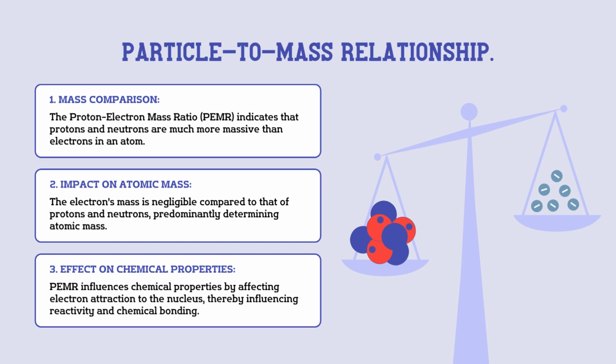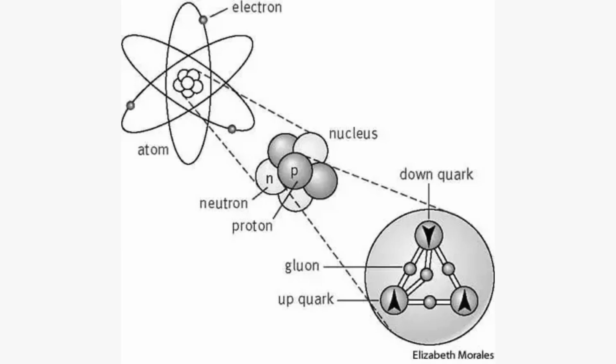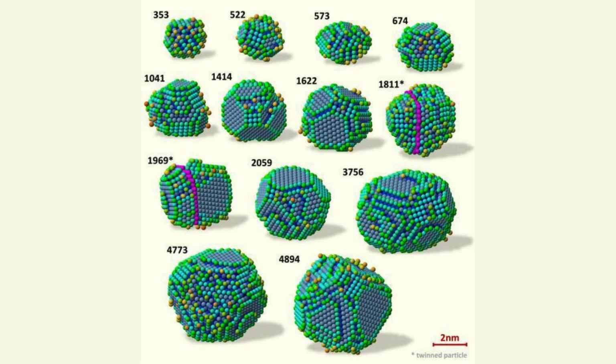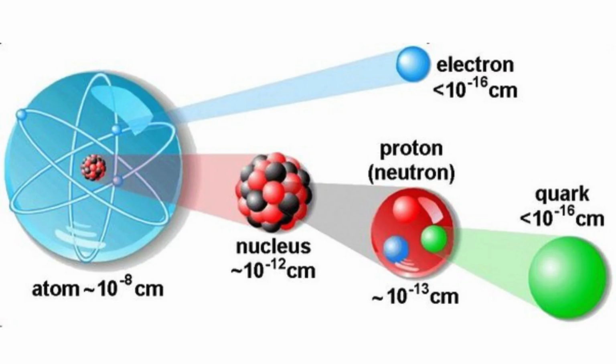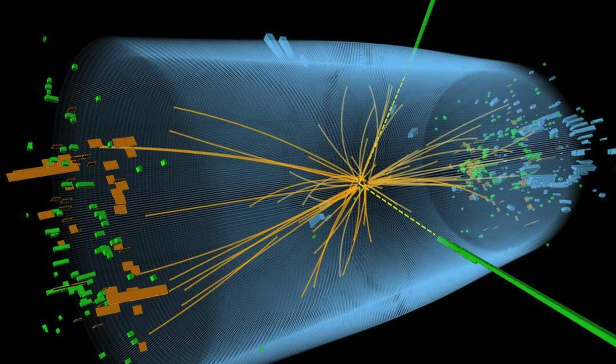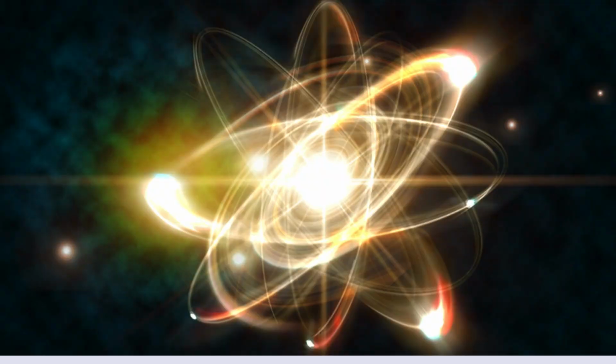The proton-electron mass ratio, PEMR, indicates that protons and neutrons are much more massive than electrons in an atom. The electron's mass is negligible compared to that of protons and neutrons, predominantly determining atomic mass. PEMR influences chemical properties by affecting electron attraction to the nucleus, thereby influencing reactivity and chemical bonding.